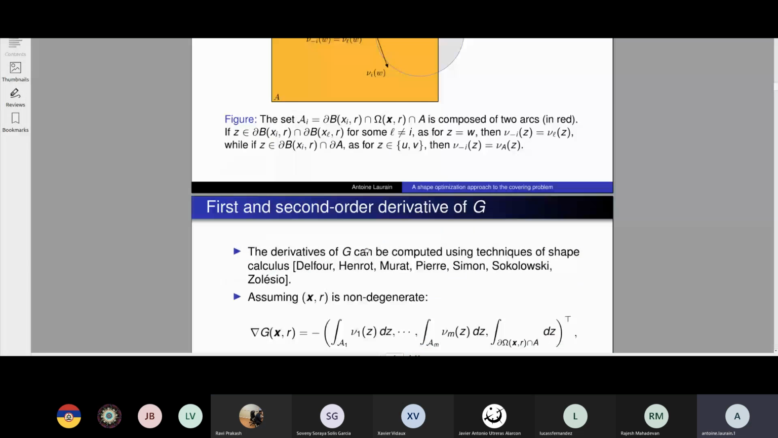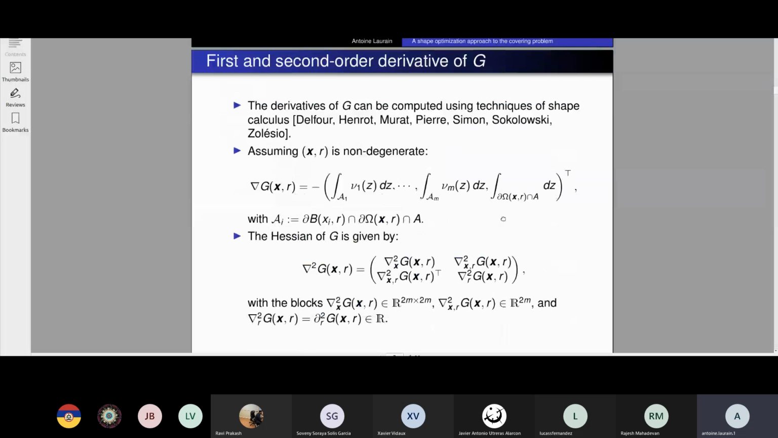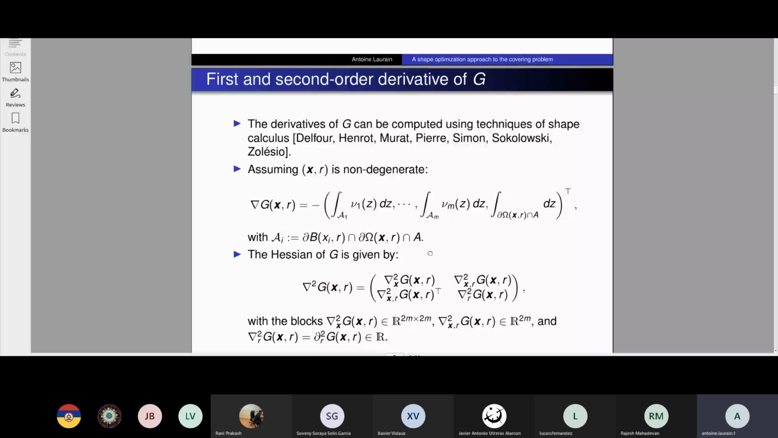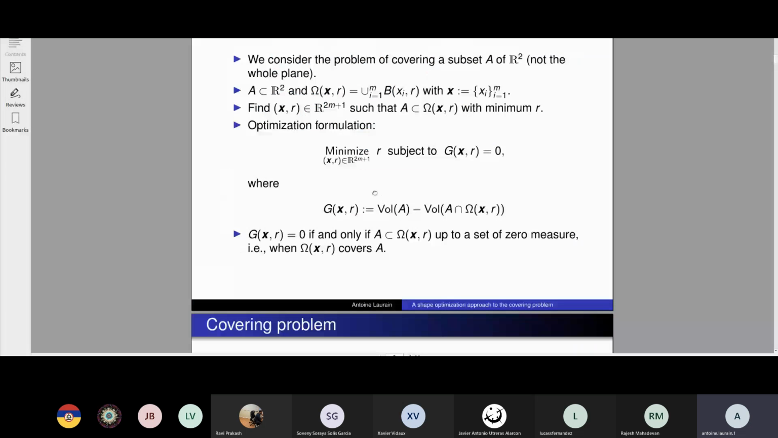Let me show you now the algorithms that we use to solve this problem. They rely on the first and the second derivative of G. What is interesting is how we compute these derivatives. We use a shape... Sorry, Antoine, can you just show me what your function G is once again, please? So G is basically just, I call it volume because it would be general for dimension D, but here it's really like an area.